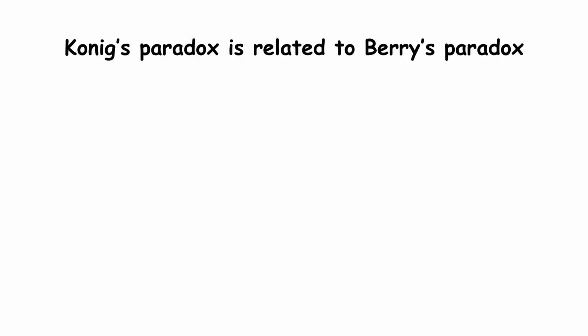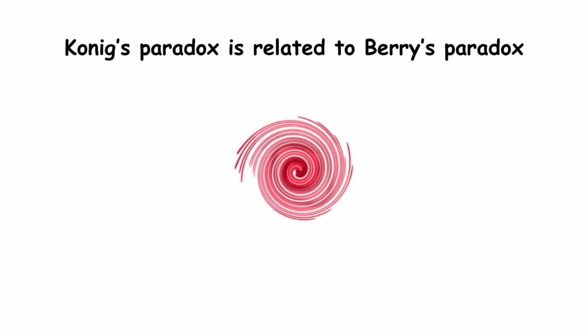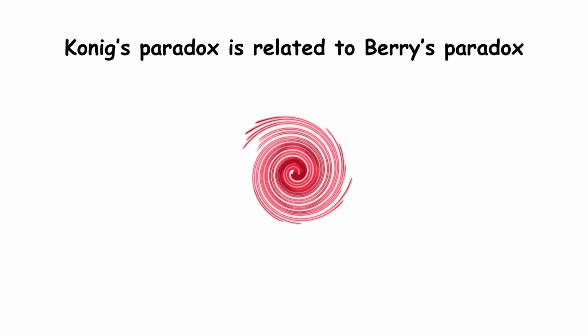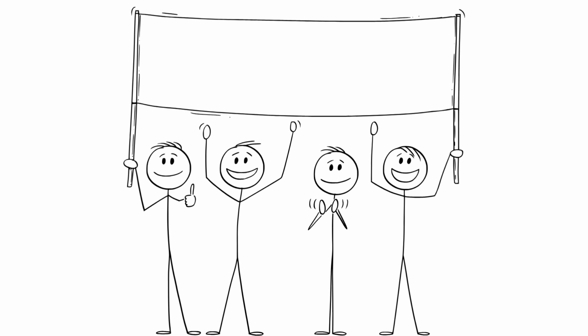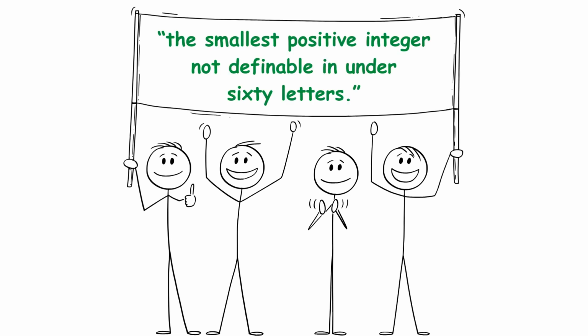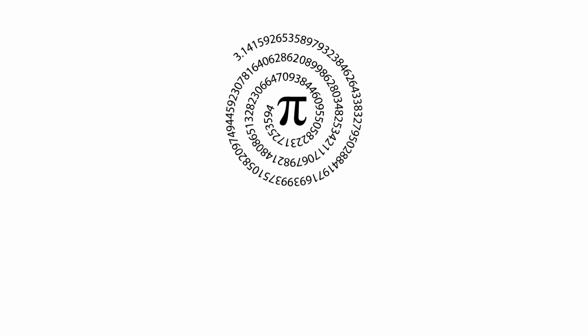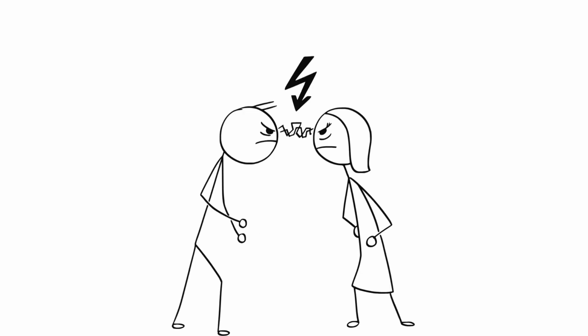König's paradox is related to Berry's paradox, which is another paradox related to the concept of defining numbers. It arises from the phrase, "the smallest positive integer not definable in under 60 letters." This phrase would seem to define a certain positive integer itself, but that would make that number definable in under 60 letters, leading to a contradiction.